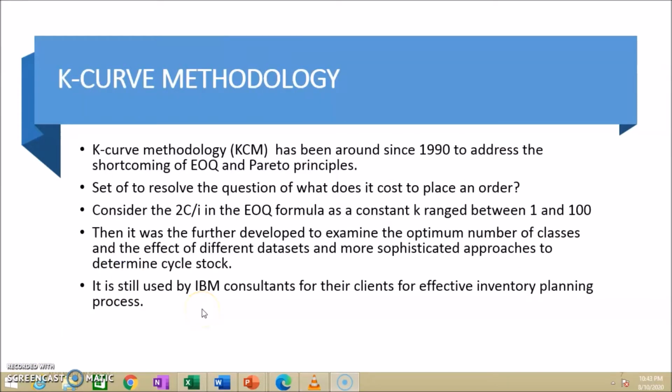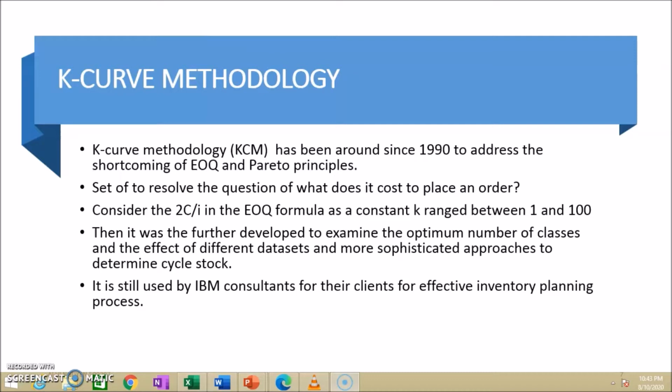So the shortcomings of these traditional approaches in inventory management, like EOQ and Pareto, encouraged more research to provide solutions to overcome them. That is how the K-curve methodology came around and was developed, since 1990.